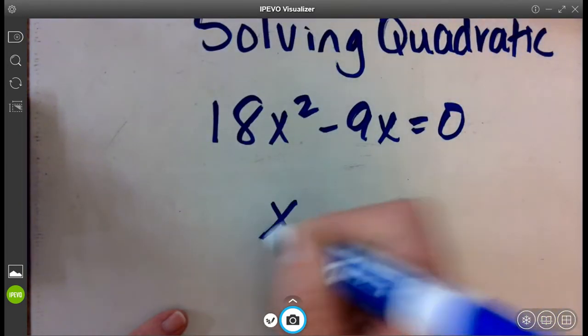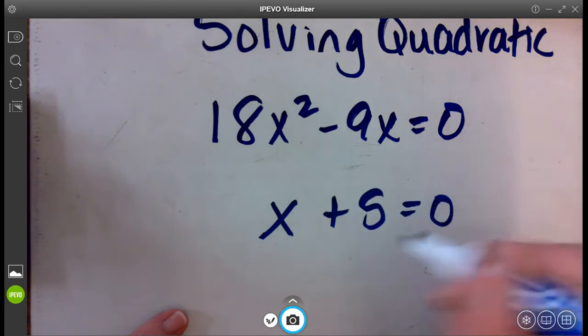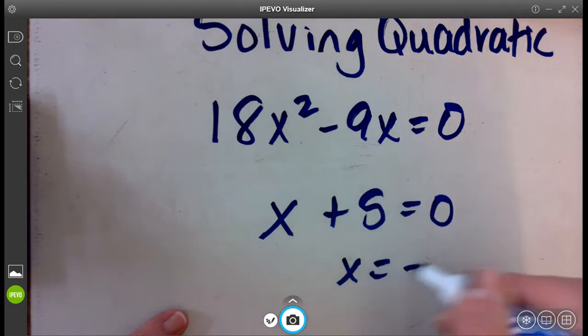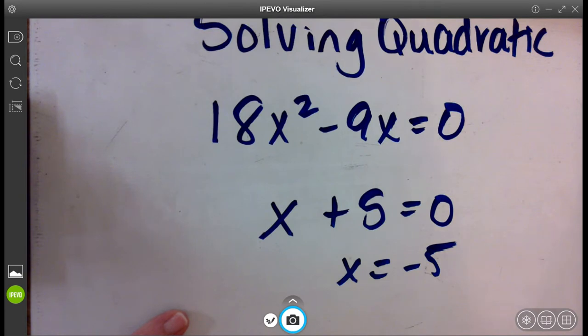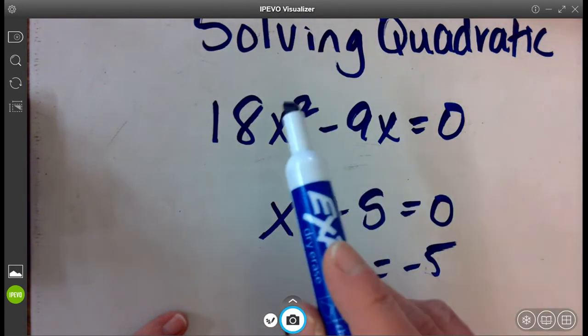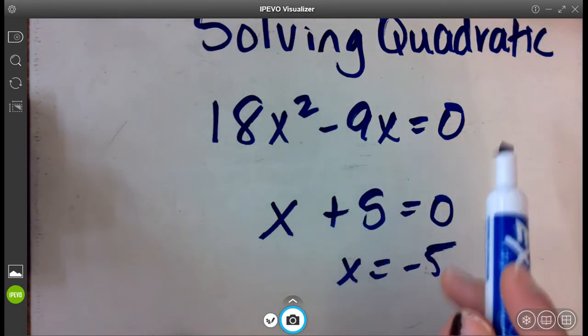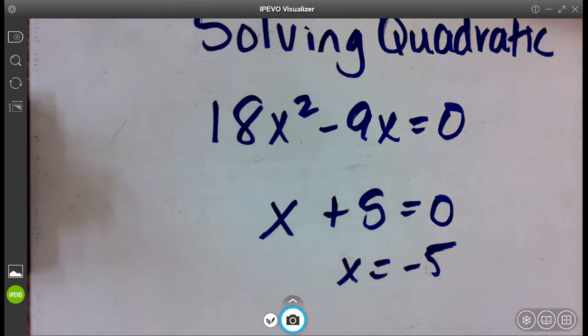Normally, when we had an equation, say x plus 5 equals 0, you removed whatever was near x, and that was your answer. Quadratics are different, though. They're more complicated. We have an x squared and an x. We can't just move this to the other side and solve. That x is still there.